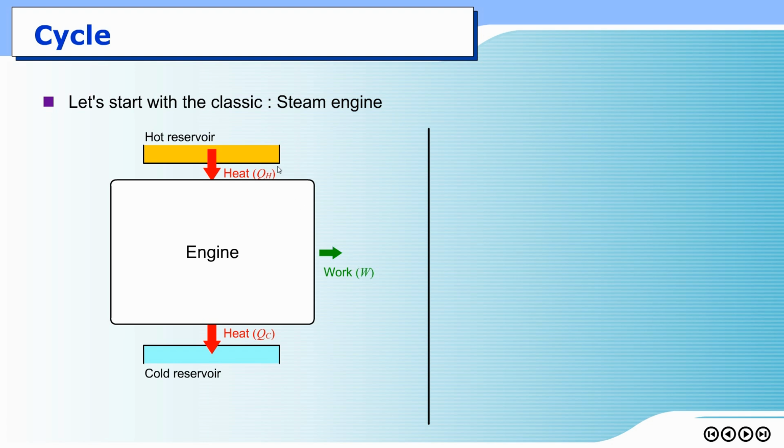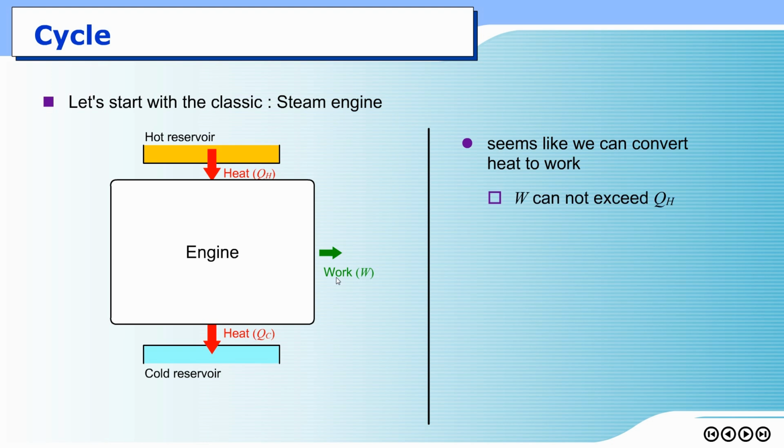If I label this heat QH and this heat QC, it seems like my engine here can convert heat into work. However, if you look closely, you will see that W cannot exceed QH. According to the first law of thermodynamics, the amount of energy produced as work cannot be greater than the amount of energy entering the system. So we can conclude that W cannot exceed QH.